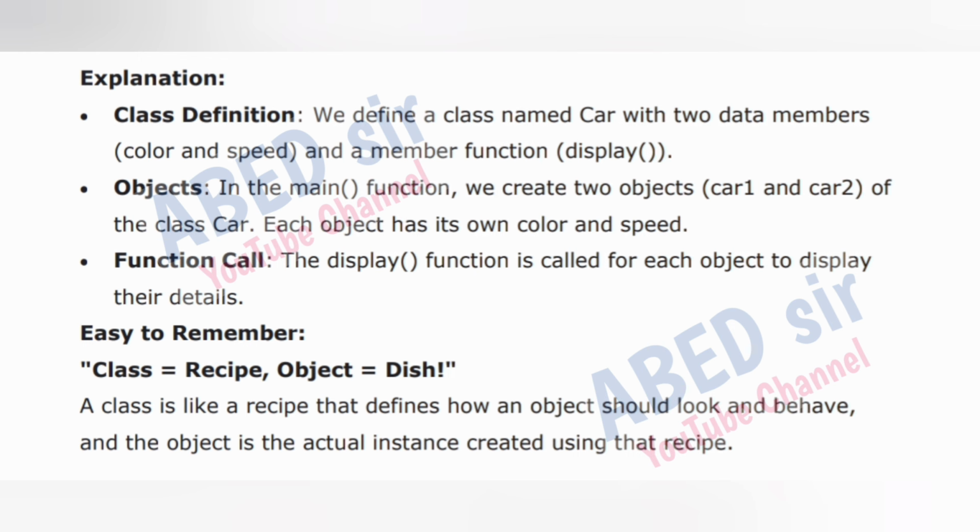Easy to remember. Class is equal to recipe, object is equal to dish. A class is like a recipe that defines how an object should look and behave, and the object is the actual instance created using that recipe.